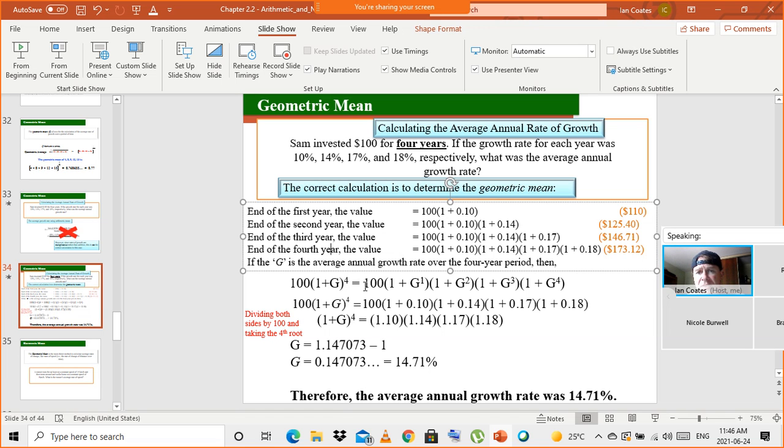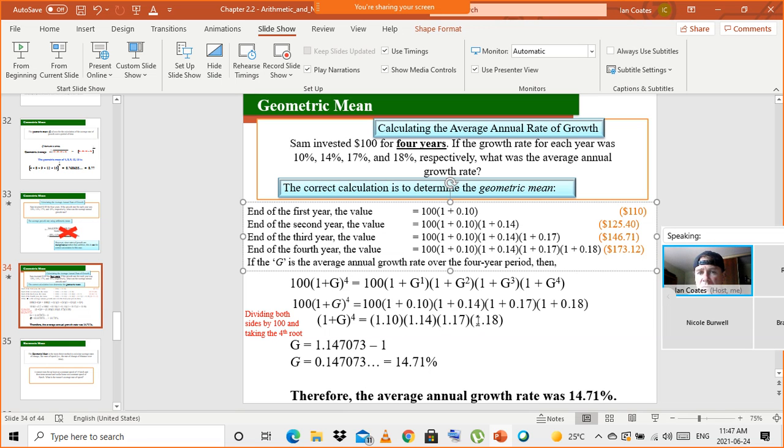Expanded, there's your 100. So 1 plus G1, 1 plus G2. I'm oversimplifying this for you guys, just to show you. Then 1 plus G3, and then 1 plus G4, which means there's your 100 again, 1 plus 10%, 1 plus 14, 17, and 18. Then we just added these together, 1 plus 0.1, so we got 1.10, 1.14.